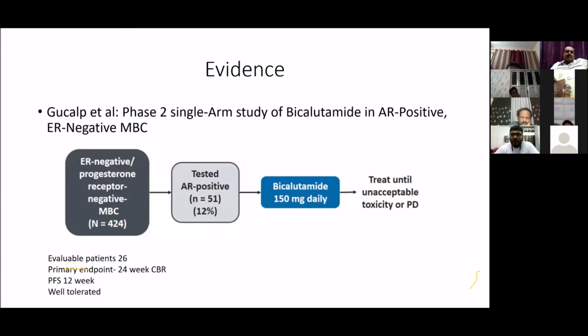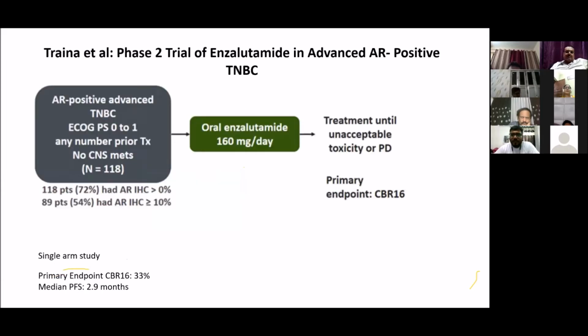The second was by Trena et al. That was on similar lines. The drug used was enzalutamide. Total number N was 118, out of which 89 patients, that is 54%, had androgen receptor of more than 10% expression. Again, it was a single arm study. Primary endpoint was clinical benefit ratio at 16 weeks, which was 33%, and median PFS was 2.9.